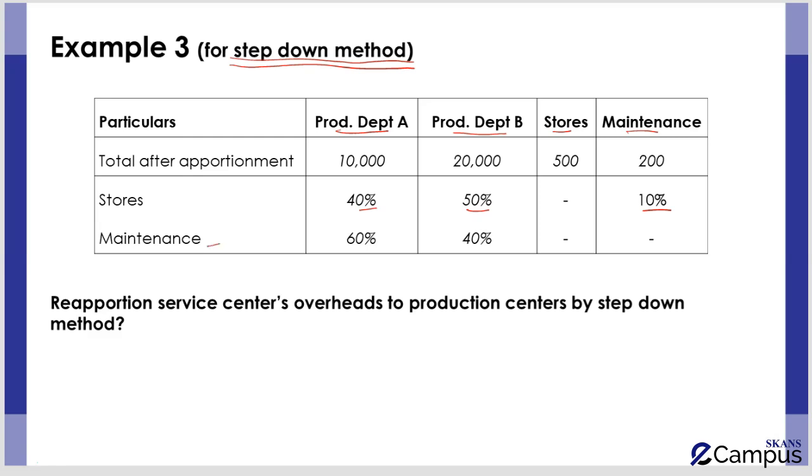Whereas when we reapportion maintenance, it charges 60% to A, 40% to B and nothing to stores, which means stores gives services to maintenance and maintenance has given no service to stores. So now, what he said is reapportion service cost center overheads to production cost centers by the step down method. Now let's solve them.